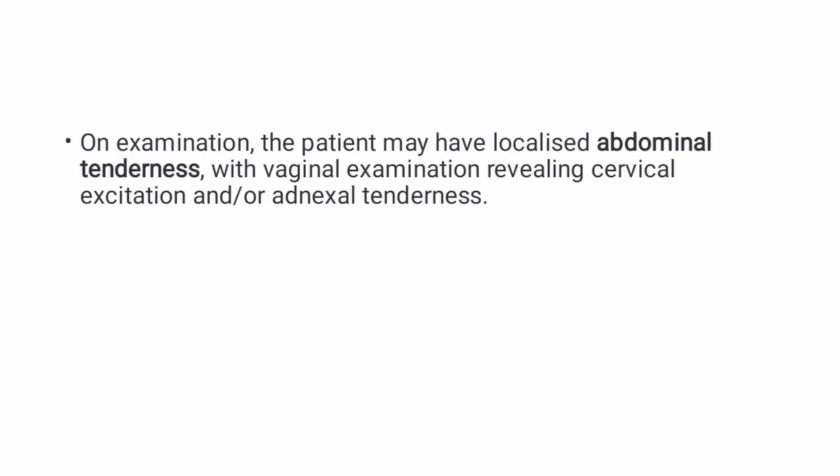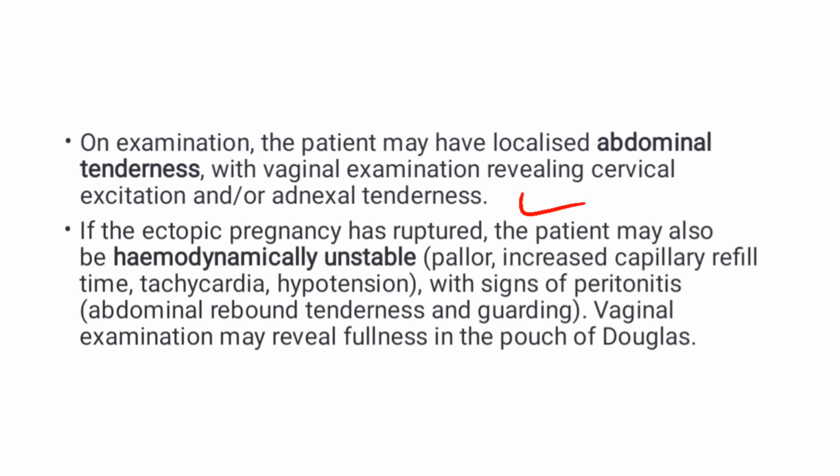On examination, the patient may have localized abdominal tenderness, with a vaginal examination revealing cervical excitation or adnexal tenderness. If the ectopic pregnancy is ruptured, the patient may also be hemodynamically unstable. So there will be pallor, increased capillary refill time, tachycardia, hypotension, with signs of peritonitis, abdominal rebound tenderness, and guarding. The vaginal examination may reveal fullness in the pouch of Douglas. Those are some of the things someone might expect in someone who has ruptured.